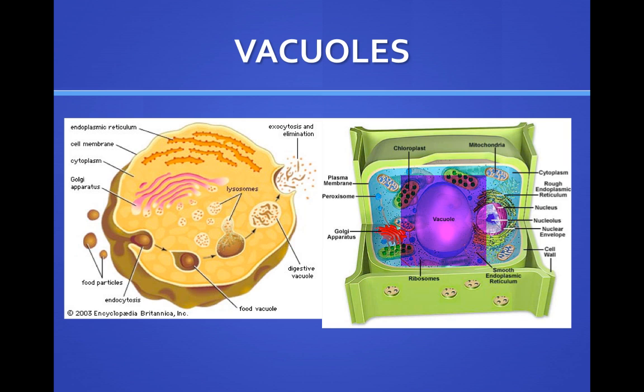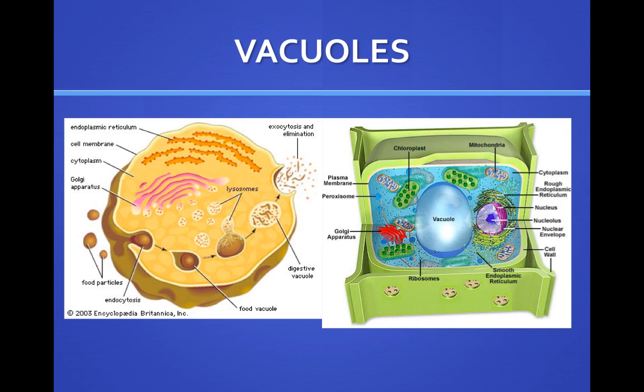It also may help the plant grow in size by absorbing water. It can sometimes store chemicals or waste. For example, the central vacuole in flower petals contains pigments that attract pollinators. Other central vacuoles of plants can contain poisons that protect them against plant-eating animals.